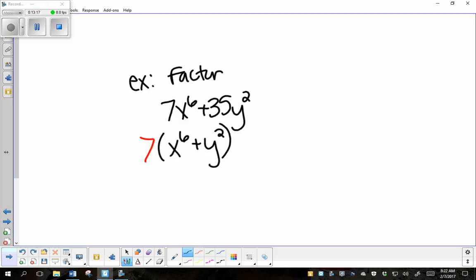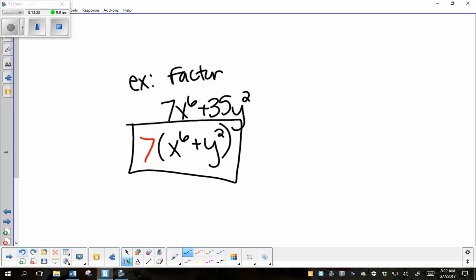So now we want to look in these parentheses. It has 2 terms, so I'm looking for, is it a difference of squares? Well, no, it's not a difference of squares because there's a plus. That's not a difference, that's a sum. Is it a sum of cubes? No, because we can't write y squared as a cube. So that's it. I'm done.